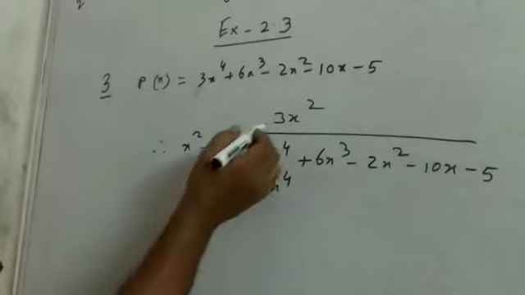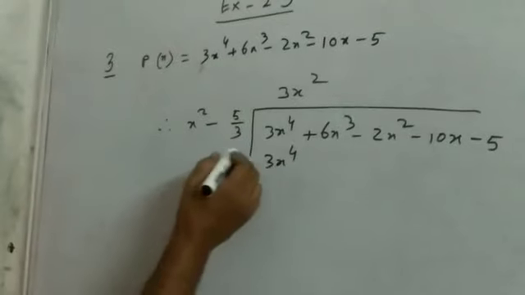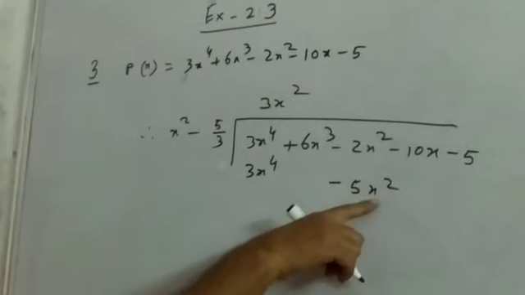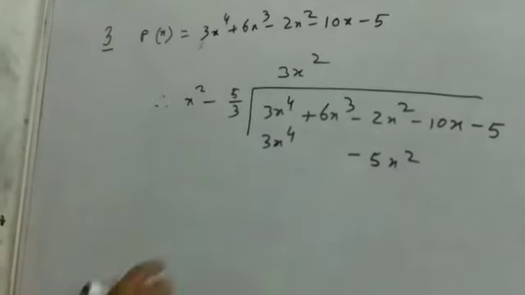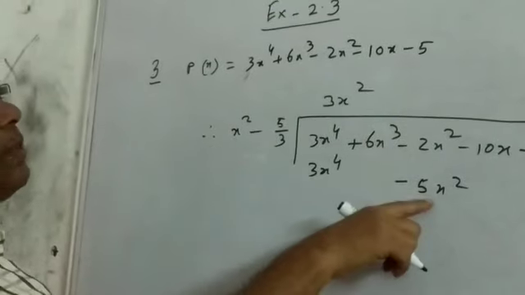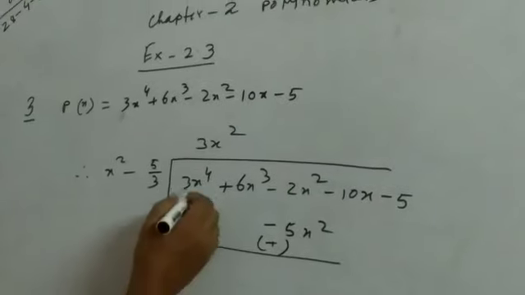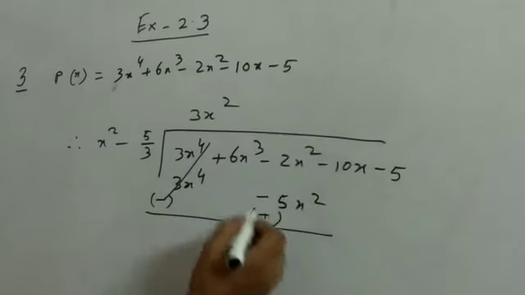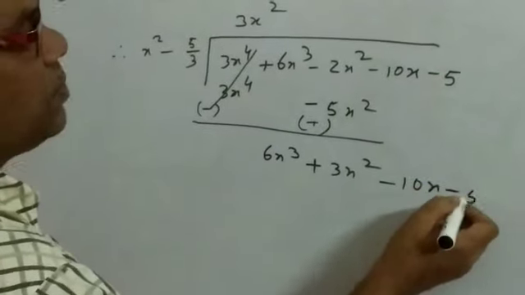Now minus 5 by 3 into 3x square: if we multiply, 3 and 3 cancel, that will be minus 5x square. This term and this term are like terms, so you write it below this term. Is that clear? Now we'll subtract, which means we'll change the sign. This is minus and this is plus. Now this term is cancelled. This term, first you write 6x cube, and this plus and this minus, so it is plus 3x square minus 10x minus 5.